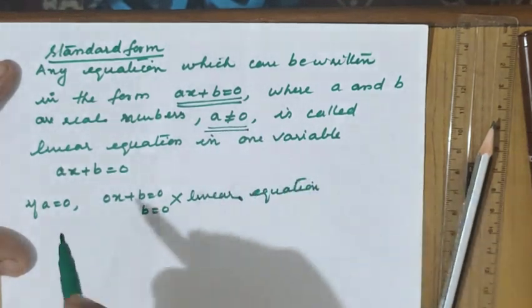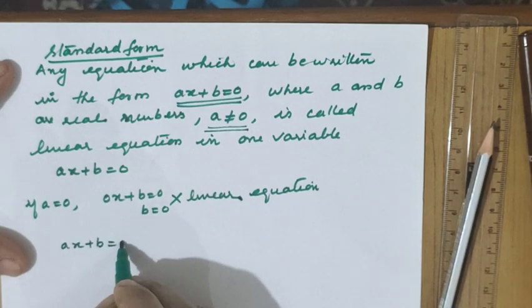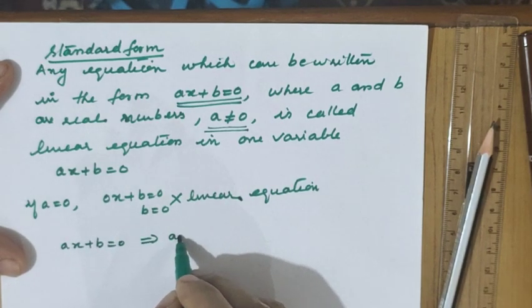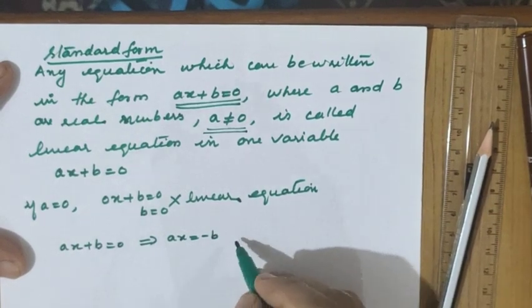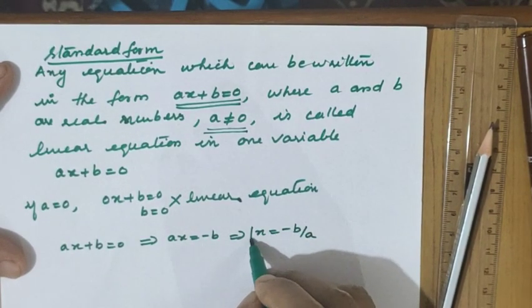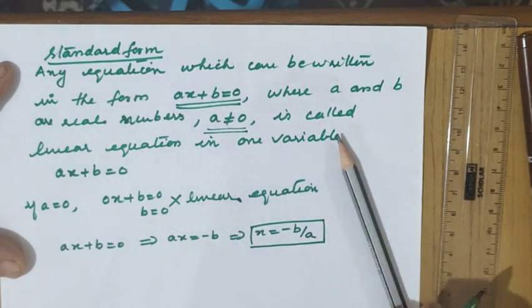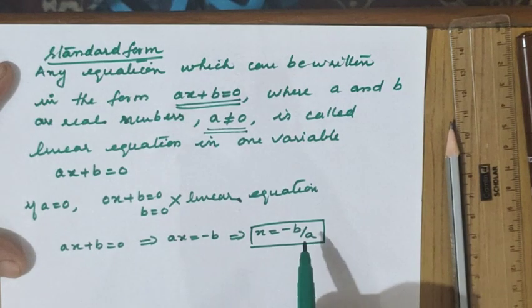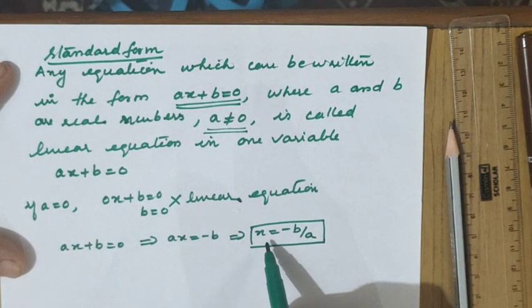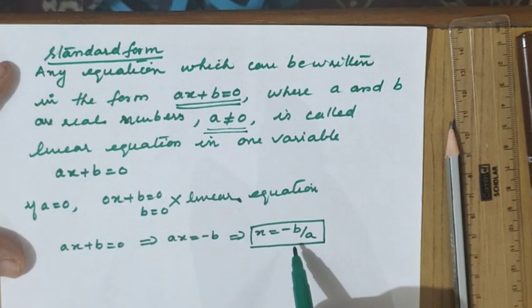So this condition is also important. Got it? So what is the standard form? ax plus b equal to 0 implies ax equal to minus b, which implies x equal to minus b by a. This is the solution. We have seen that only one solution is possible. So what is the standard form for a linear equation in one variable? It has only one solution, x equal to minus b by a.